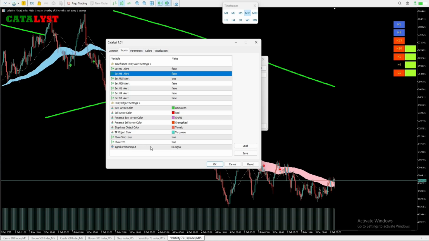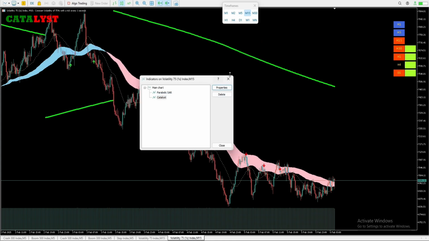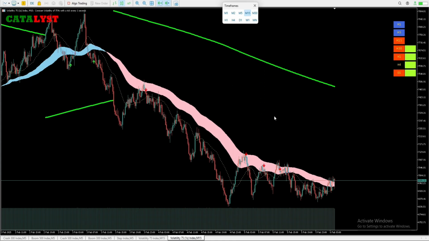And that's it. You can also enumerate trade direction over here. The buy arrow is green, the sell arrow is red, and then reverse buy arrow color, and all that. And so you are going to be taking your trade entry when you have at least two of the time frames moving in the same direction.